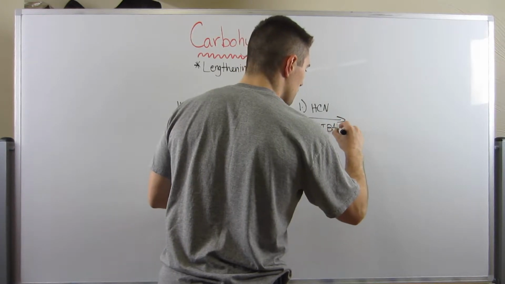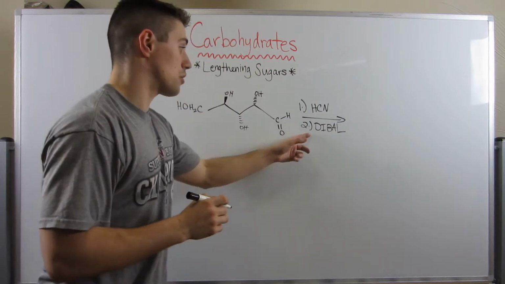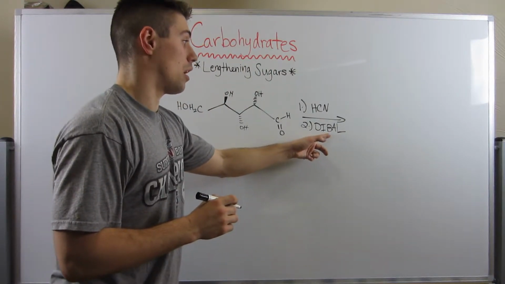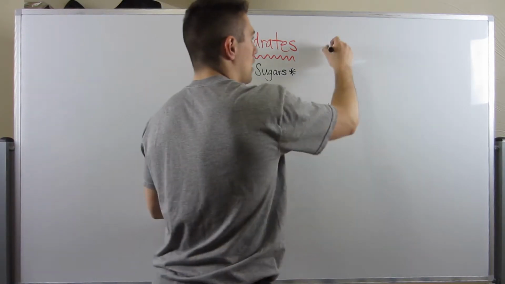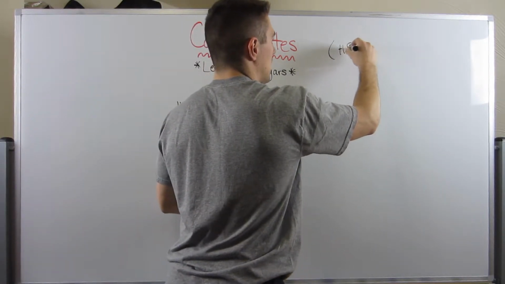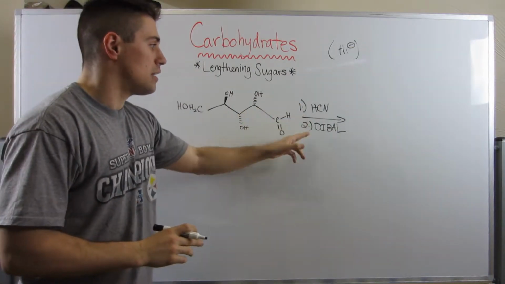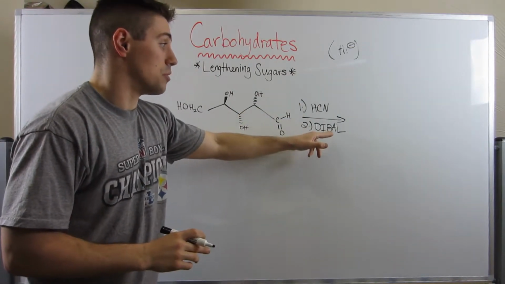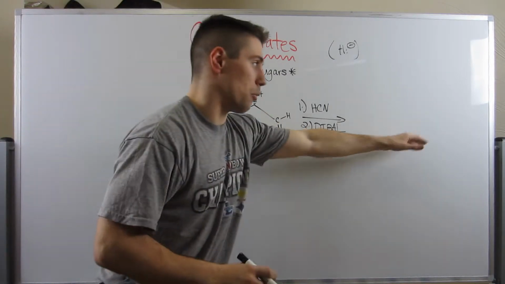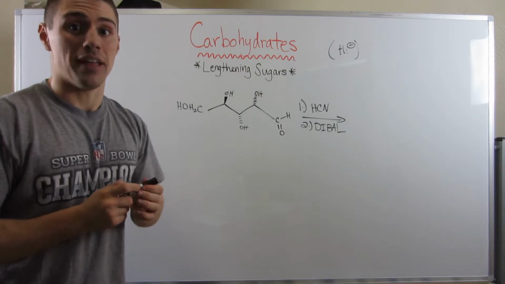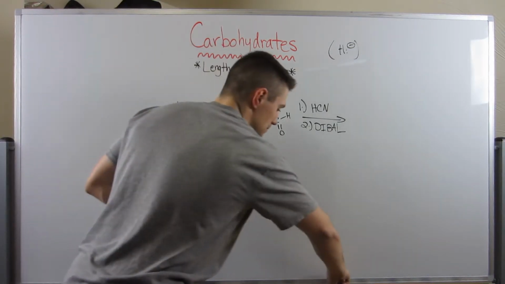If you use hydrocyanic acid as well as a reducing agent called diisobutyl aluminum hydride, basically what this is just a mild source of H-, not as strong as LAH. If we use HCN and diisobutyl aluminum hydride, we can actually lengthen this carbon chain by 1. And I'm just going to show you the brief mechanism. And the best part is, you guys already know it. So here's what's going to happen.